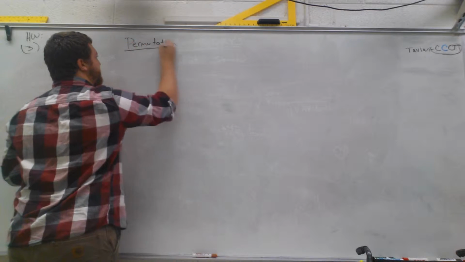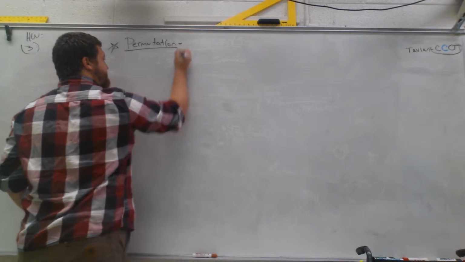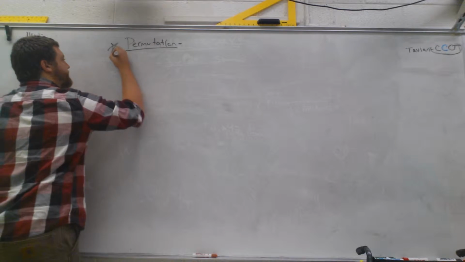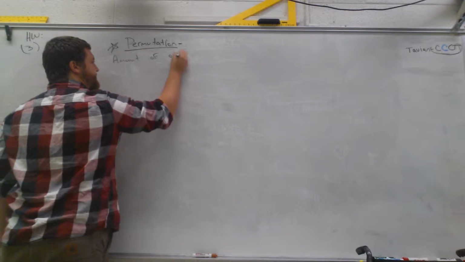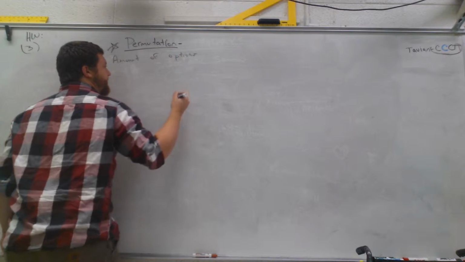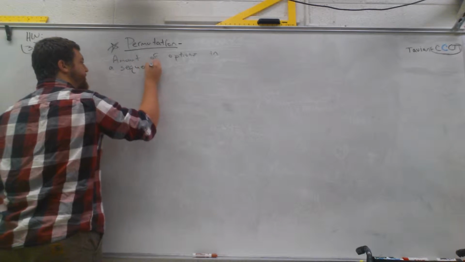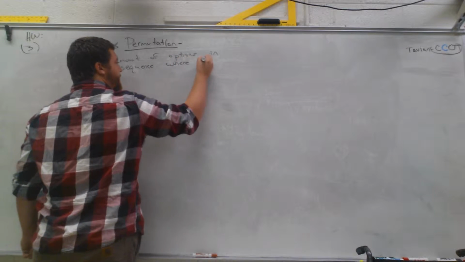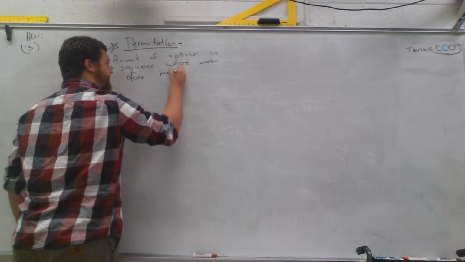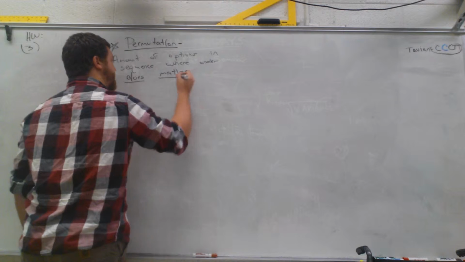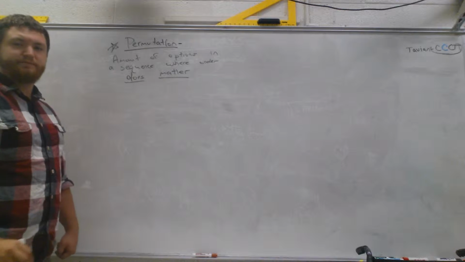Permutation. It's a vocab word. This is just my definition, okay? The amount of options in a sequence where order does matter. Okay, it does matter. Write that down: an amount of options in a sequence where order does matter.